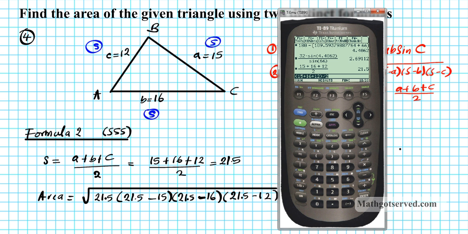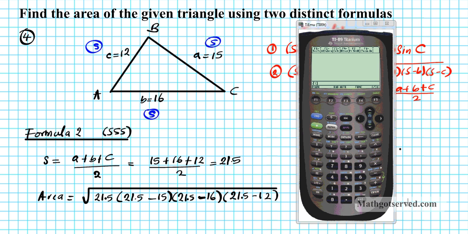Okay, so let's go ahead and do that. So we're going to have the square root. Be careful with your grouping here so that you are taking the square root of the entire radicand. Okay, so 21.5 times parentheses 21.5 minus 15 times 21.5 minus 16. Okay, let me start this all over again. All right, let's start over.